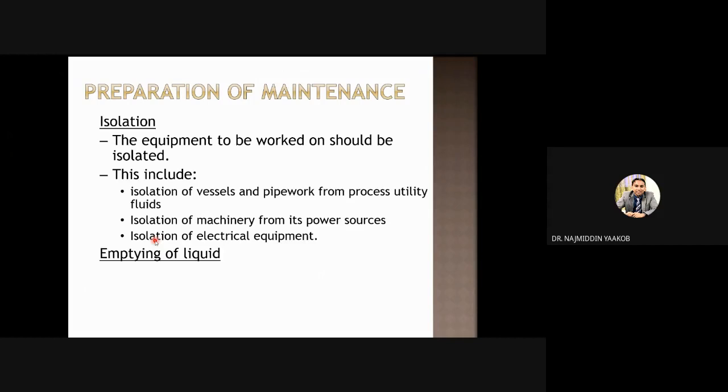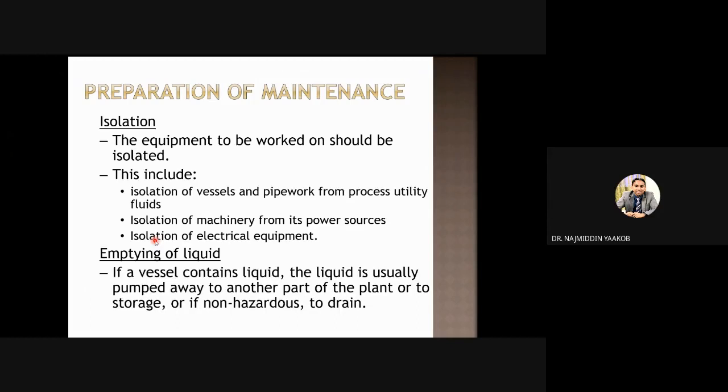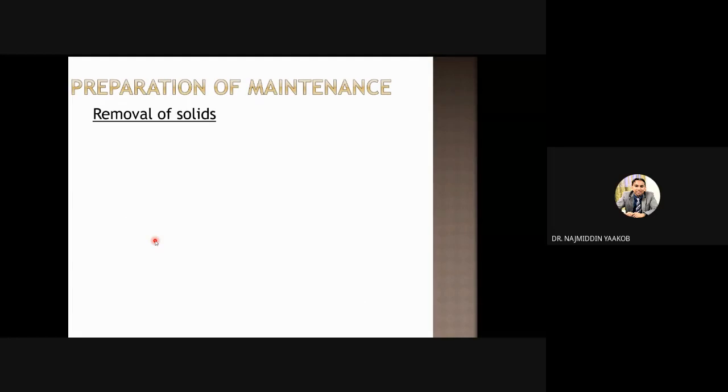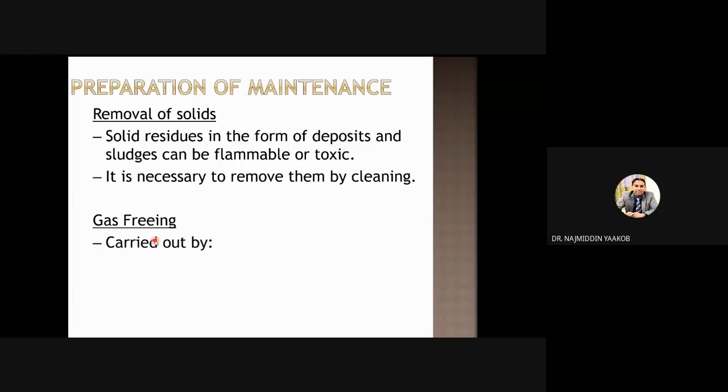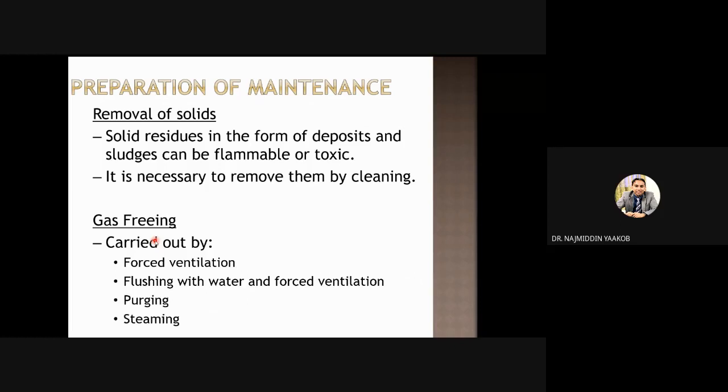Next will be emptying of liquid. If you are maintaining a vessel which contains a liquid, it needs to be pumped away to another part of the plant so that maintenance can be done more easily. If there are solids, they need to be removed. If it is gas, it needs to be purged out by forced ventilation, by flushing with water, by purging it, or by steaming it.